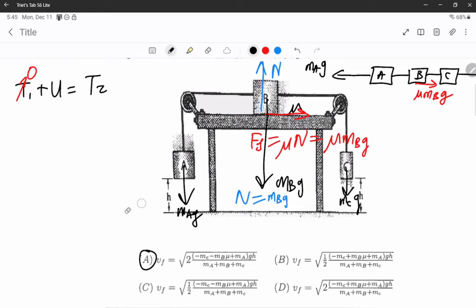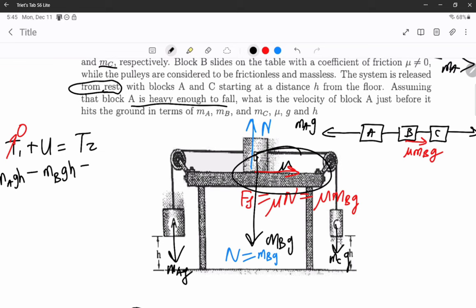mAgh, that's positive potential energy. So minus here, I look at mC. mC is going to go up, right? If mA goes down, mC has to go up. That's negative mC gh. And another one is you have friction. Friction does negative work and slows down the motion.